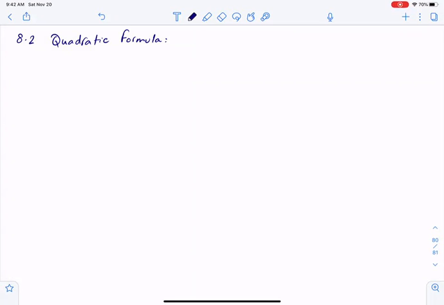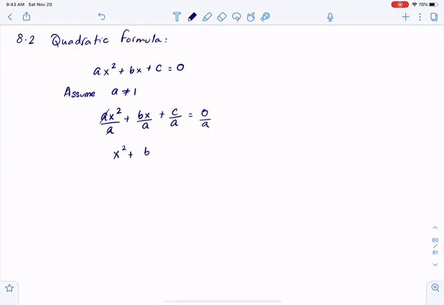So how? We know ax squared plus bx plus c equals 0. Let's assume a is not equal to 1. I'm trying to relate this to the process of completing the square. Do keep in mind the quadratic formula will work definitely when a is 1. So I'm going to divide both sides by a. Ax squared over a, bx over a, plus c over a equals 0 over a. The a's will get cancelled. x squared plus b divided by a times x plus c divided by a equals 0.